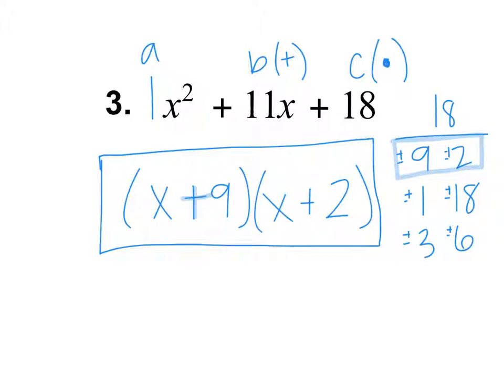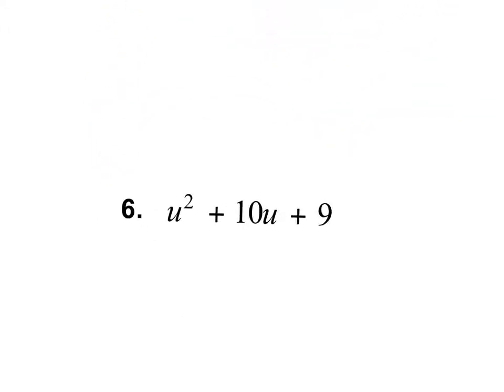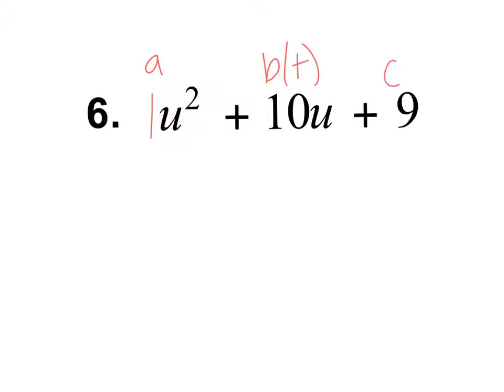Let's do number 6. If I do number 6, my a value is still that 1. My b value is 10. Good. My operation for b is... good, addition. My c value operation would then be multiplication.